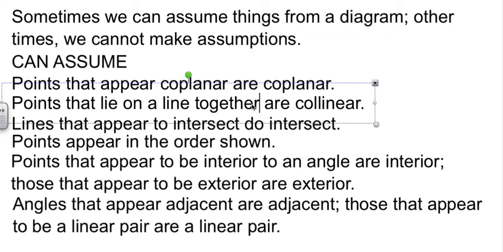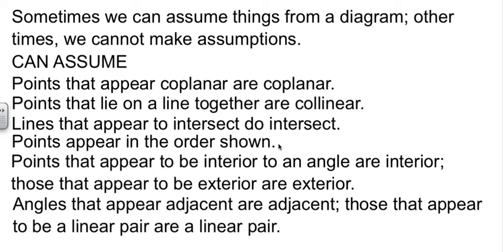You can assume, if I spell together correctly, that points that look like they're on the same line are on the same line. If there's a line between them, then you can assume they're actually on that line. If it looks like the lines intersect, it appears on the picture that they're crossing each other, then you can assume they do. You can assume that the points are in the order they're shown. They're not going to try to trick you and have B in the middle between A and C, but then when you work it out, you find out that B is way over here to the right. You can assume they're in the right order.